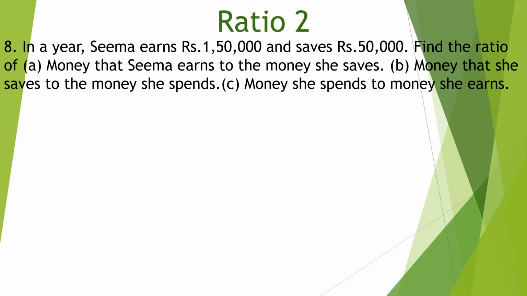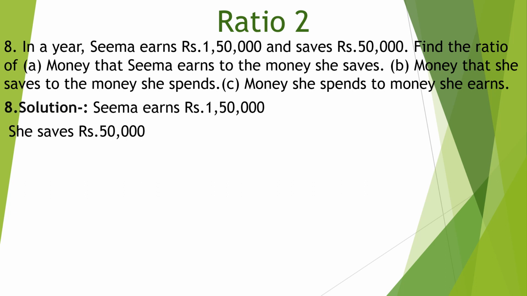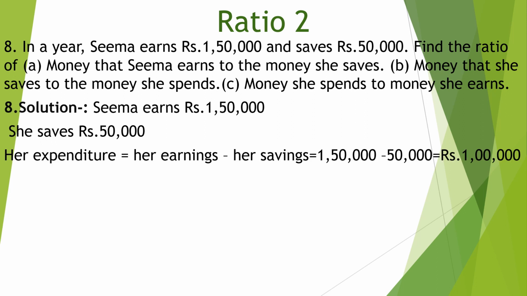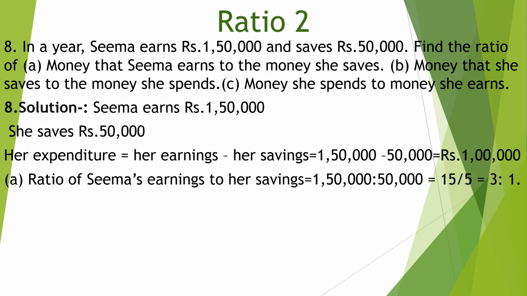Now, in 1 year, Seema earns 1,50,000 rupees. She saves 50,000 rupees. How much does she spend? Her expenditure will be equal to her earnings minus her savings. That is 1,50,000 minus 50,000, which comes out to be rupees 1 lakh. Ratio of Seema's earning to her savings will be 1,50,000 divided by 50,000, which comes out to be equal to 3:1.